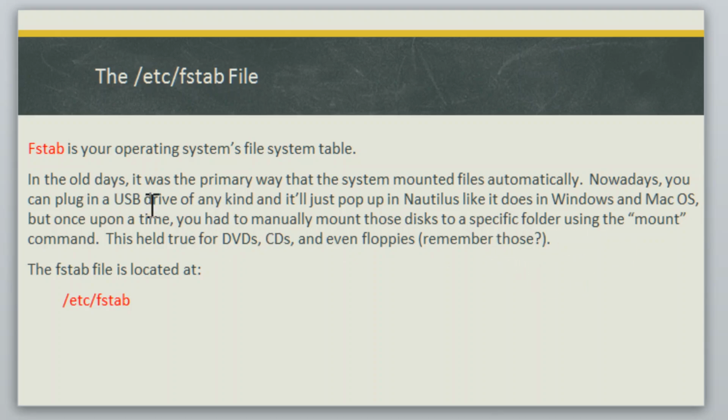But once upon a time, you had to manually mount those disks to a specific folder using the mount command. This held true for DVDs, CDs, and even floppies, if you guys can remember those. The fstab is located at /etc/fstab, and I'm actually going to show you that file real quick.